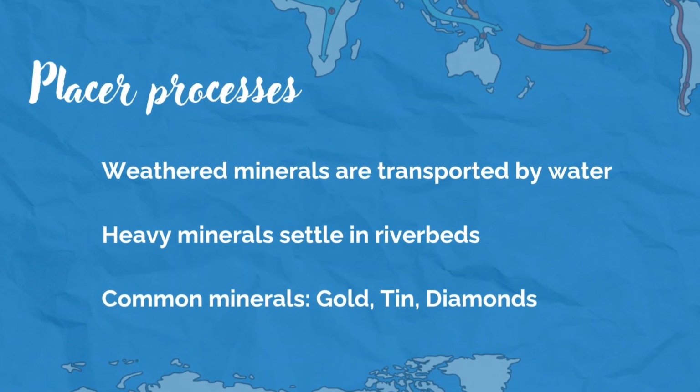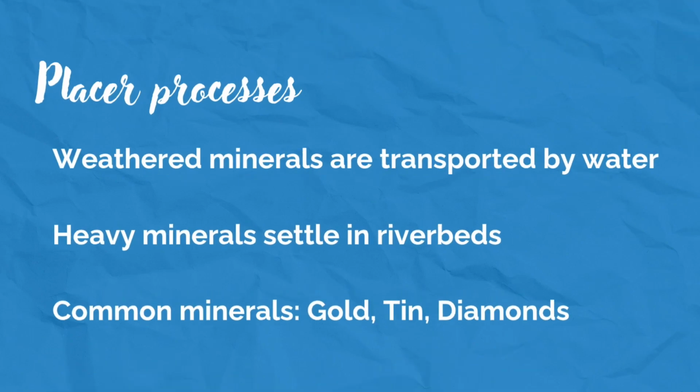Placer deposits form when weathered minerals are carried by rivers or streams. Because heavier metals like gold and diamonds sink faster, they collect in stream beds or along river banks. These are some of the easiest deposits to mine.